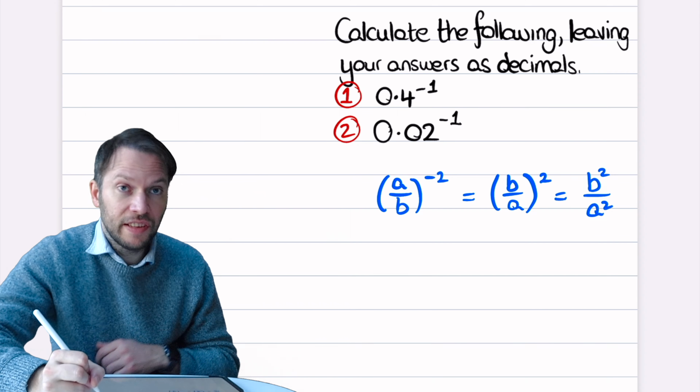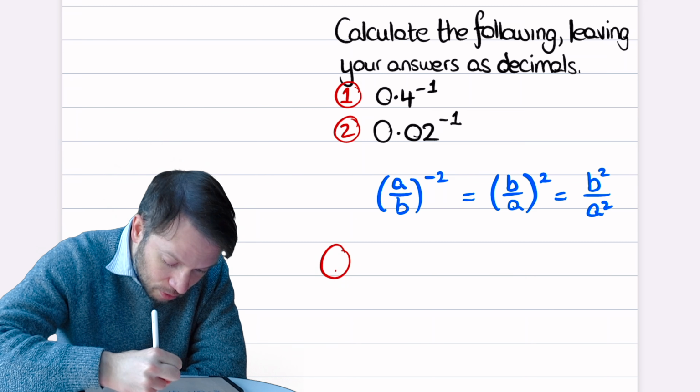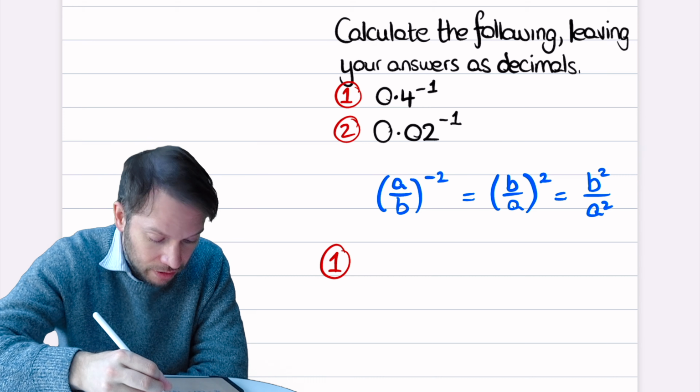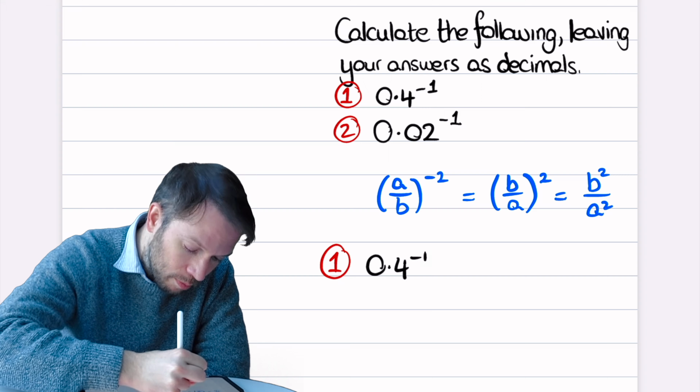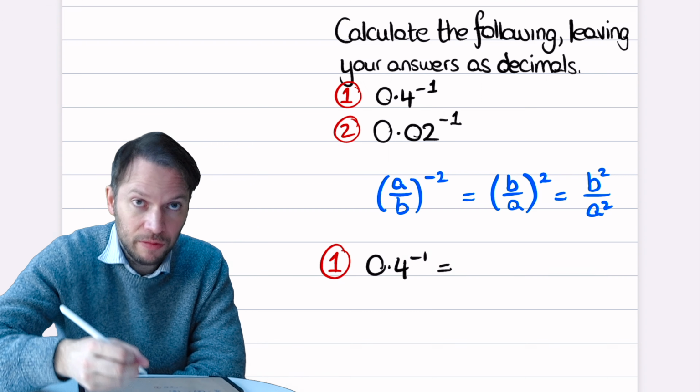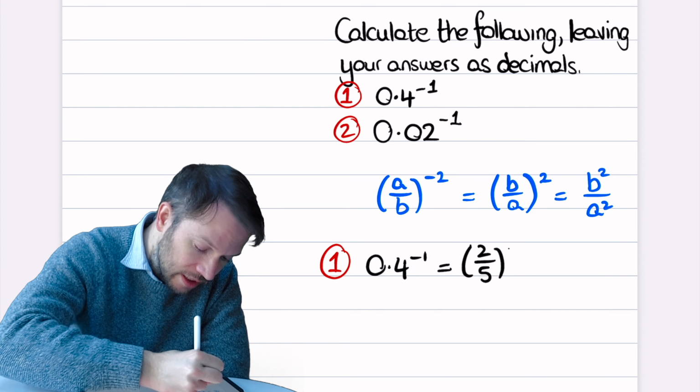And we're going to apply the same principle to these questions here. But with the decimals, we want to convert them to fractions first. So 0.4 to the -1. What is 0.4 as a fraction? Well, it's 4/10, which is the same as 2/5. So we've got 2/5 to the -1.